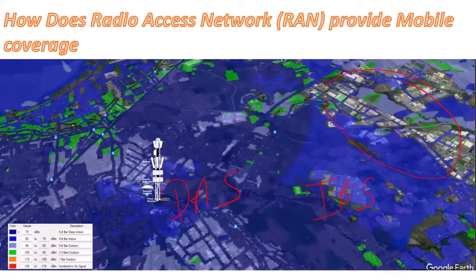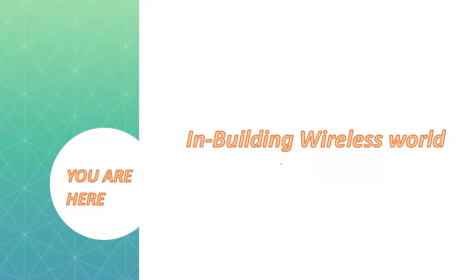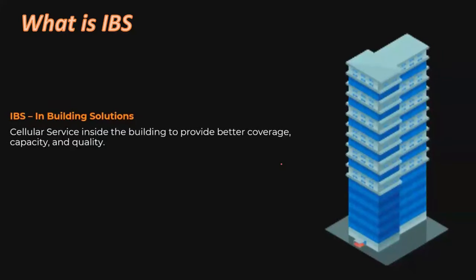So this is all about RAN and the IBS. Now we'll go deeper into the IBS in the next few slides. Let's move to the next part, the in-building wireless world. So what is IBS? In-building solutions: cellular service inside the building to provide coverage, capacity, and quality. It uses DAS, distributed antenna system, to evenly distribute signals in all the target areas.